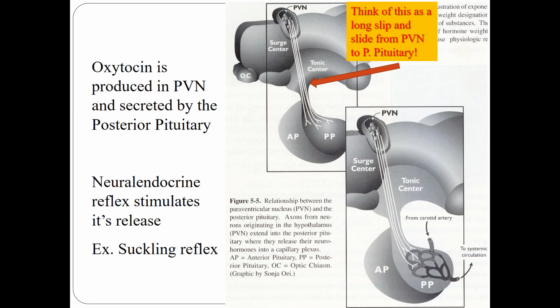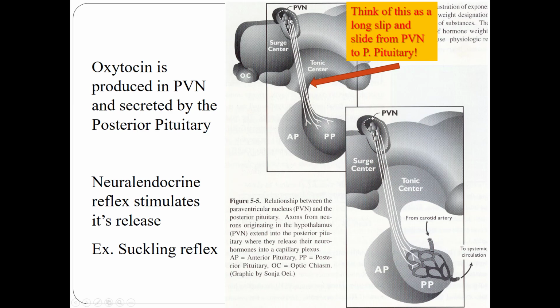And the reason that this happens is because that posterior pituitary gland will actually develop from that lower brain tissue during embryogenesis. And so, an example of a hormone that uses the posterior pituitary is oxytocin. And so, oxytocin neurons are actually produced in the paraventricular nucleus of the hypothalamus, and then they are secreted or dumped into the blood system in the posterior pituitary.